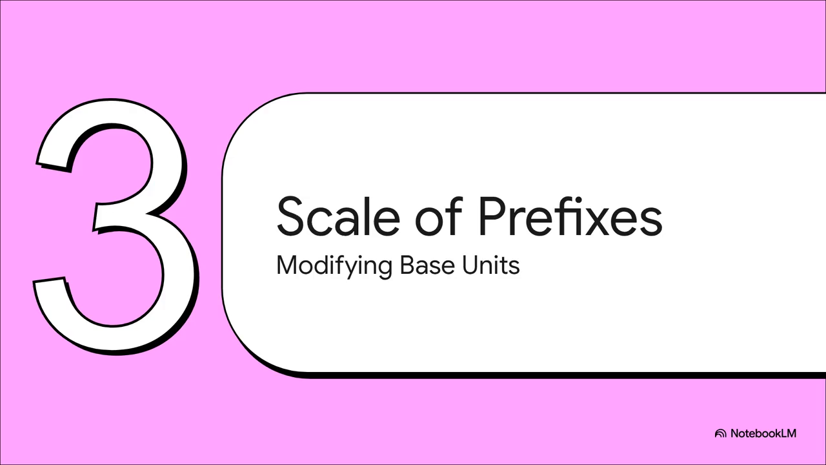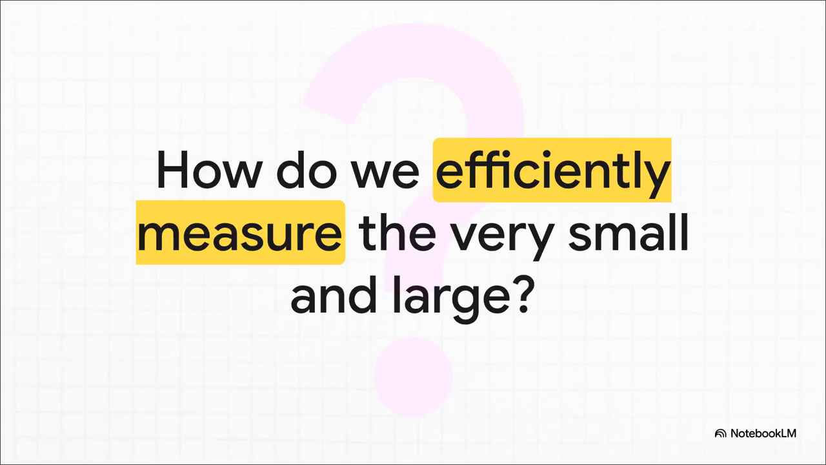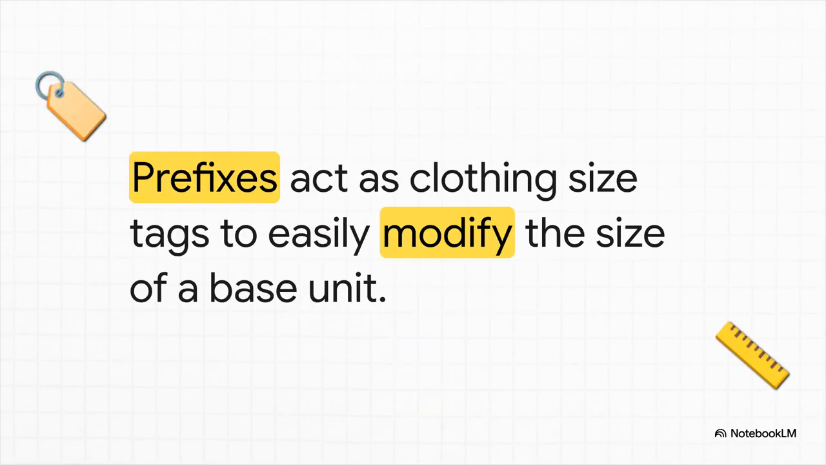We've got our base units, like the meter and the gram. But sometimes, those base units are simply too massive or way too tiny for what we actually need to describe in the lab. We run into a real practical problem. How on earth do we efficiently measure the very small and the very large? I mean, a scientist really doesn't want to waste time writing out 15 zeros just to describe the width of a microscopic atom or the massive energy output of a power plant. And this brilliantly illustrates our solution.